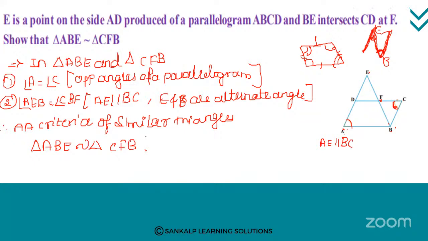Okay, yes. How can you say these two triangles are similar? By using AA criteria. So AA means E is equal to B and A is equal to C. These two angles are equal. Then by AA criteria, we can say that these two triangles are similar. Okay, this question can be asked for 2 marks. Next.